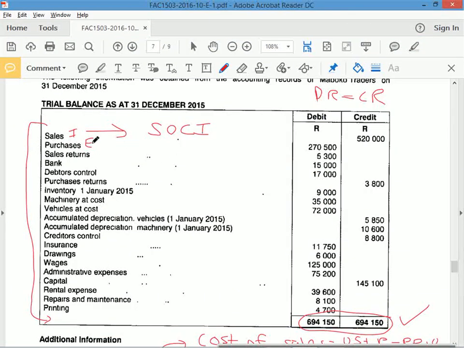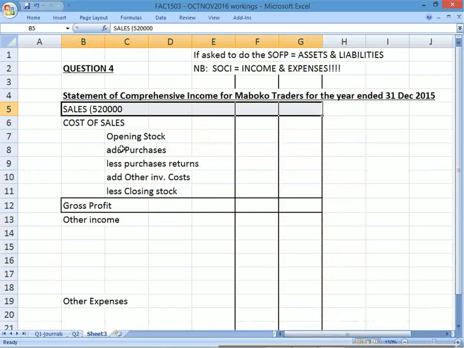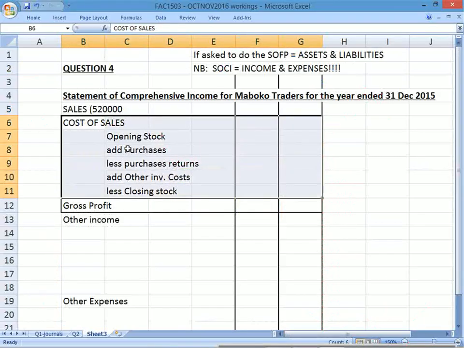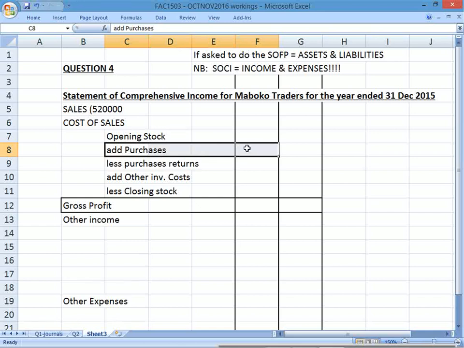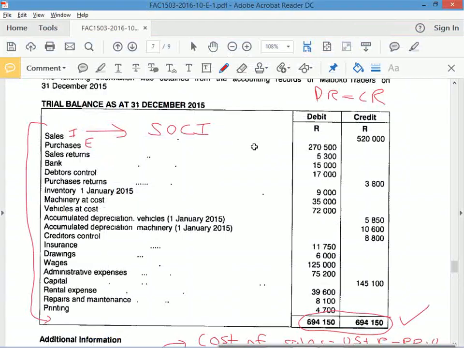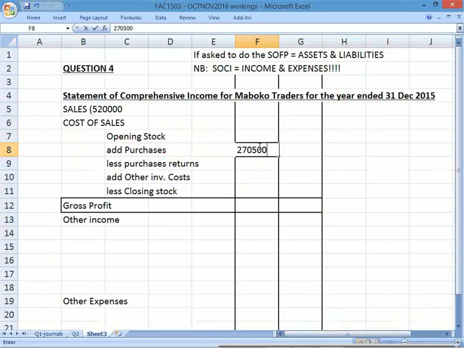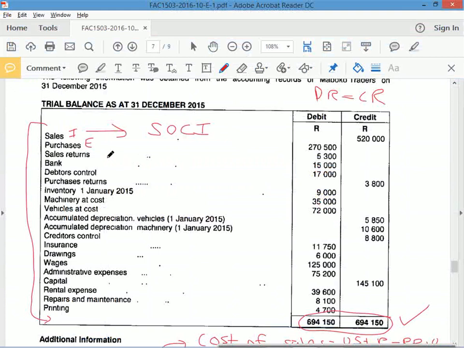Purchases, what is it? It's an expense. But now, a bell should be going off. Purchases relates to cost of sales. That's important. Okay, so now I go to my cost of sales. There's my purchases. So purchases is an amount of, what is it? 270,500. There's my purchases. Get a mark for showing that. Make sense?